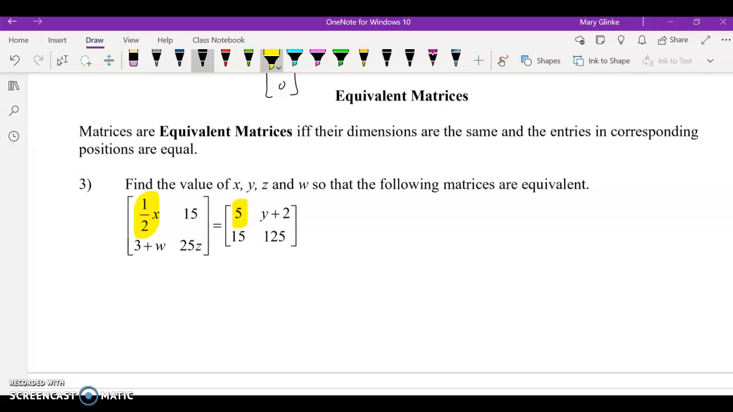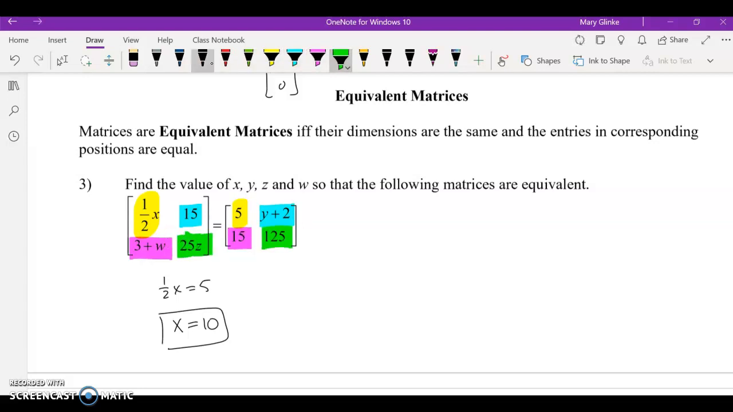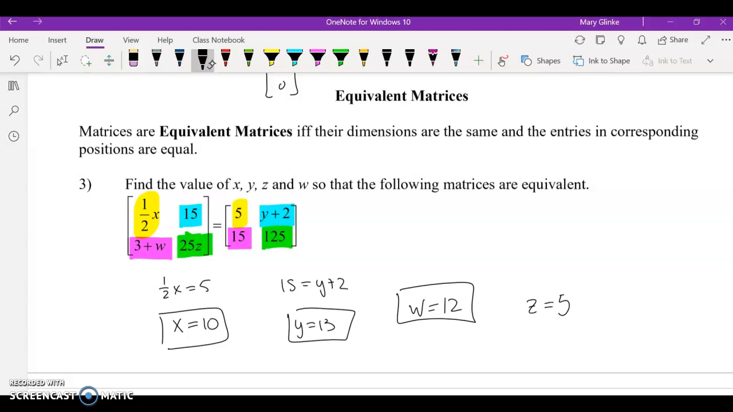Basically you line them up and say, well, 1/2 of x has to equal 5, so x has to be 10. You look at each corresponding spot and set those equations up, setting them equal to each other in order to solve for these. So 15 has to equal y plus 2, therefore y is 13. W plus 3 equals 15, so W equals 12. And 25Z equals 125, so Z has to be 5.